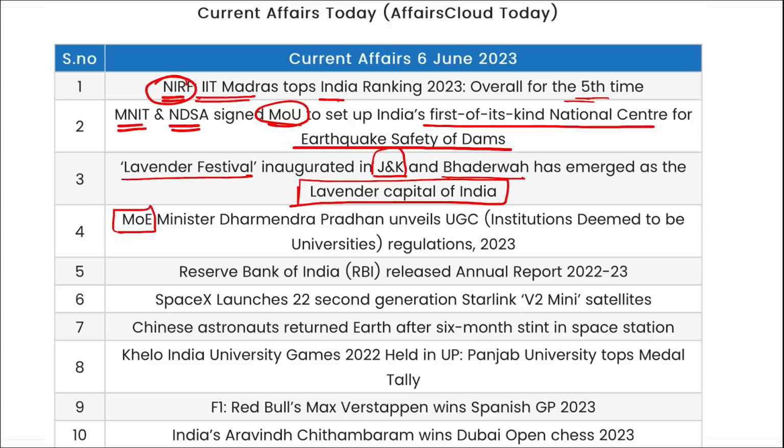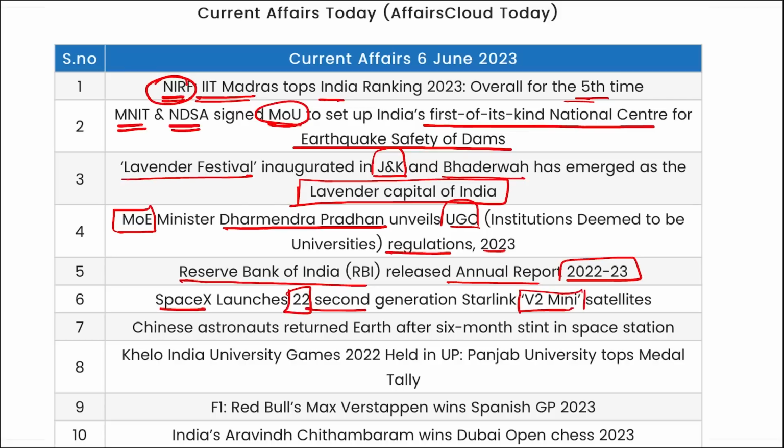Then Ministry of Education, Minister Dharmendra Pradhan has unveiled the UGC regulations for 2023. RBI released the annual report 2023. Then SpaceX launches the 22 second generation V2 mini Starlink satellites into LEO, low Earth orbit.